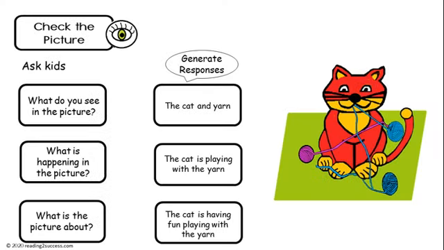In this example of using our first strategy, check the picture, we have 3 questions you can ask kids to generate responses. 1 is, what do you see in the picture? 2, what is happening in the picture? And 3, what is the picture about? That gets the kids talking about the picture. There's a cat and yarn. The cat is playing with the yarn. The cat is having fun playing with the yarn. And then that leads us to work on the second strategy to decode the word fun.